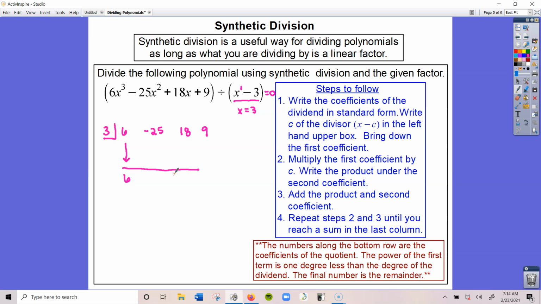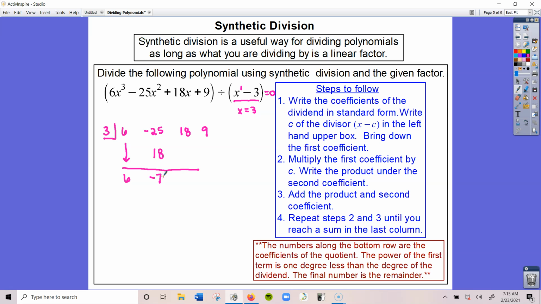Now you're just going to follow the same pattern. Whatever number is down here, you multiply it with the number that's in the box. So 6 times 3 is 18, and we write it right underneath here. Then you combine. Negative 25 plus 18 is negative 7.